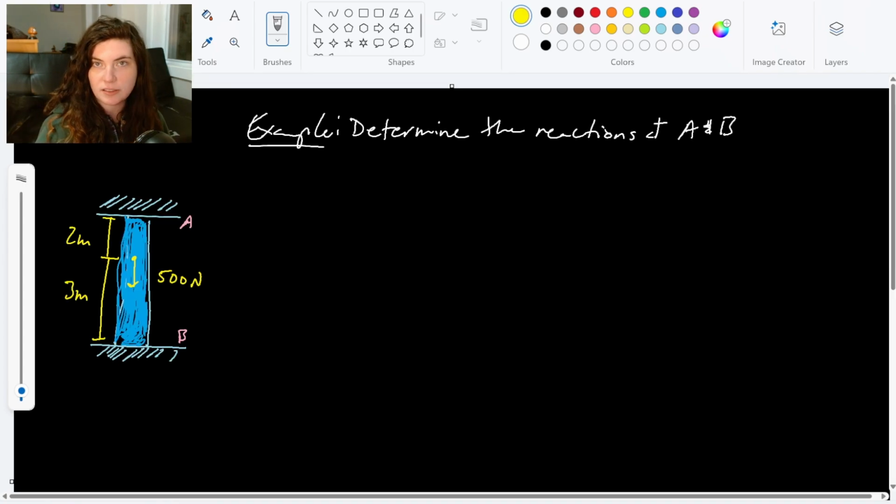So this example asks us to find the reactions at A and B given this little diagram on the left. So we have this tube, it looks like, that is axially loaded with 500 newtons and is fixed between two walls. So it's stuck against the wall at A and stuck against the wall at B, and then there's a 500 Newton load being applied to not quite the center, it's 2 meters from A and 3 meters from B.